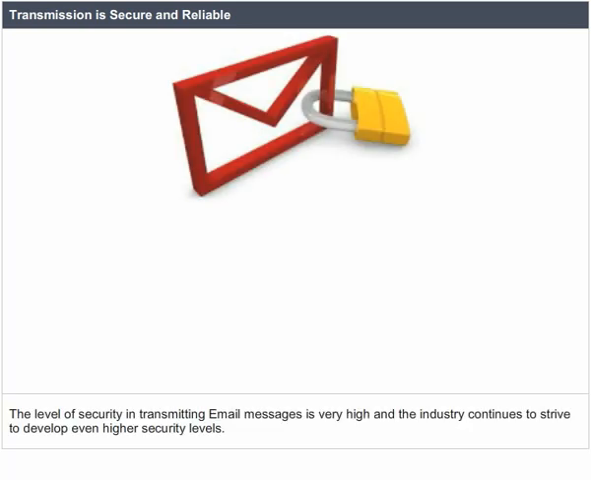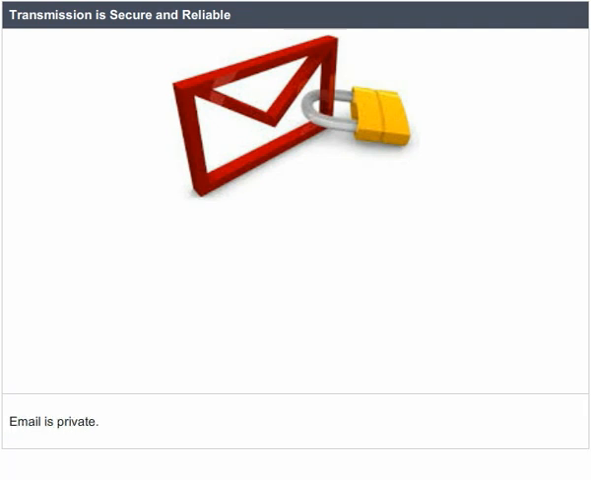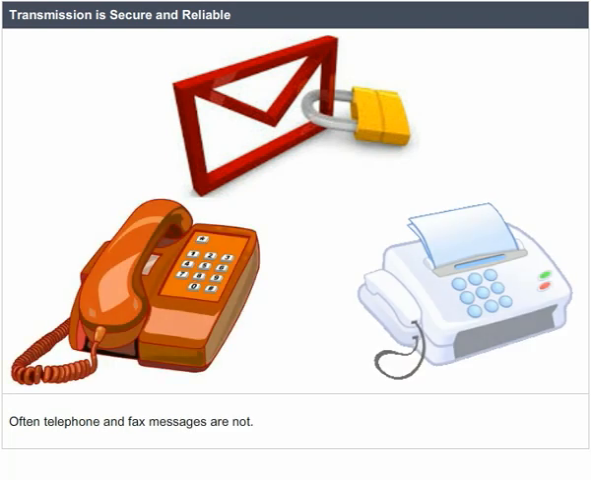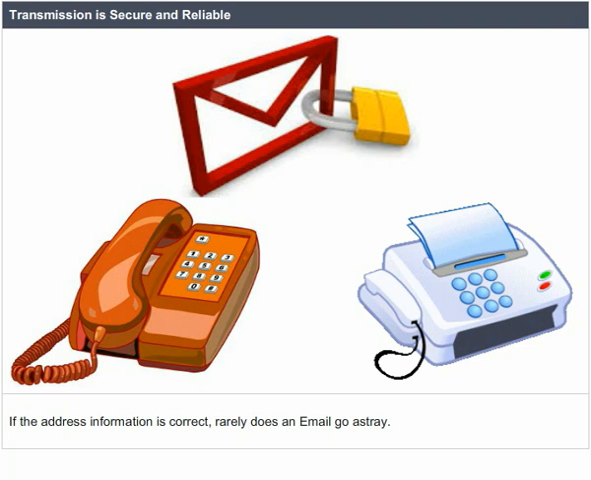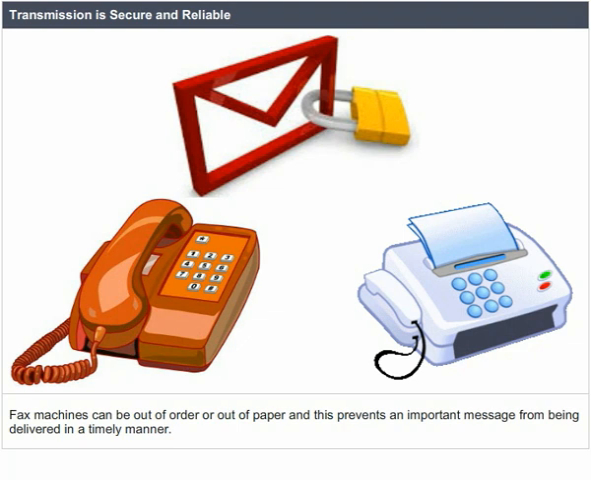Transmission is secure and reliable. The level of security in transmitting email messages is very high, and the industry continues to strive to develop even higher security levels. Email is private. Often telephone and fax messages are not. If the address information is correct, rarely does an email go astray. Fax machines can be out of order or out of paper, and this prevents an important message from being delivered in a timely manner.